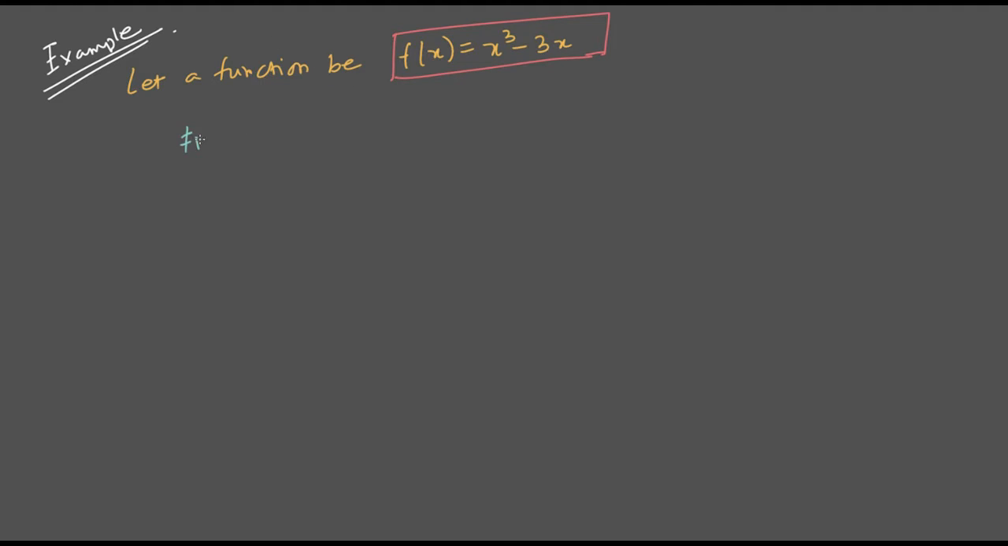So first we need to find the critical points. Therefore f dash x, by the way, f dash x stands for del f by del x. How can we partially differentiate it? The power will be 2, so 3x square minus 3, because the derivative of x equals 1, right?